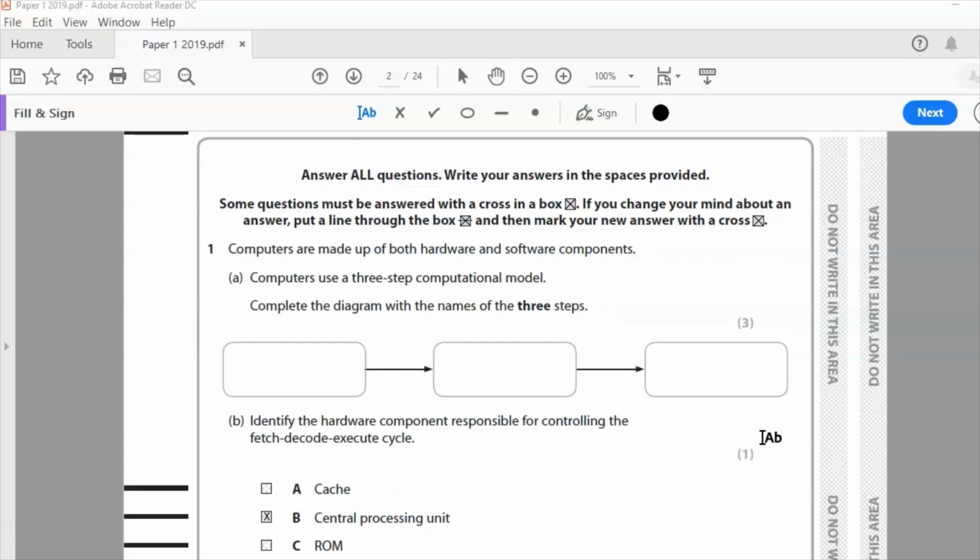So here's question 1. Computers are made of both hardware and software components. A, computers use the three-step computational model. Complete the diagram with the names of the three steps. Now we're looking here for input, process, and output. The classic three-box model: input, process, output. So for 3 marks, nice and easy, I reckon, we've got input, process, and output, and each one of those is worth 1 mark.